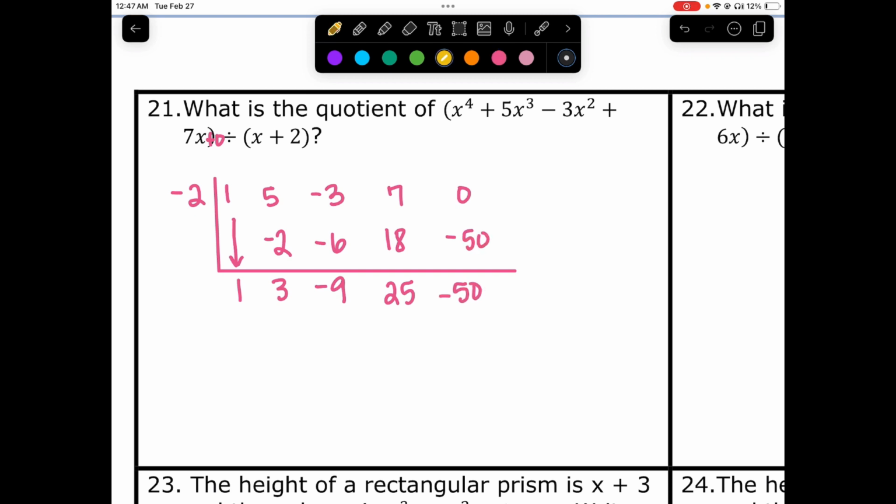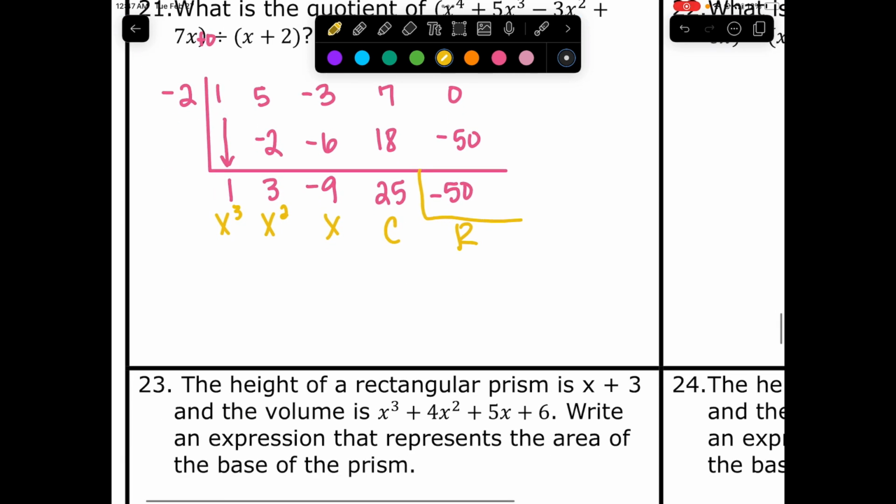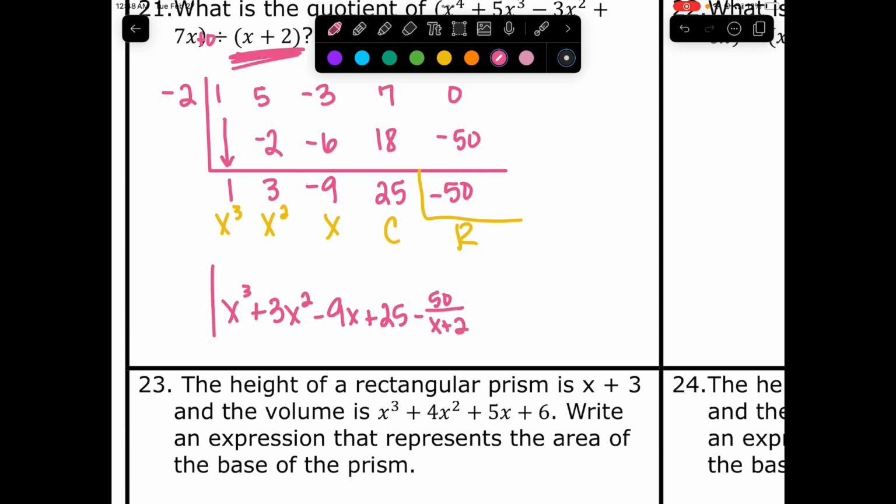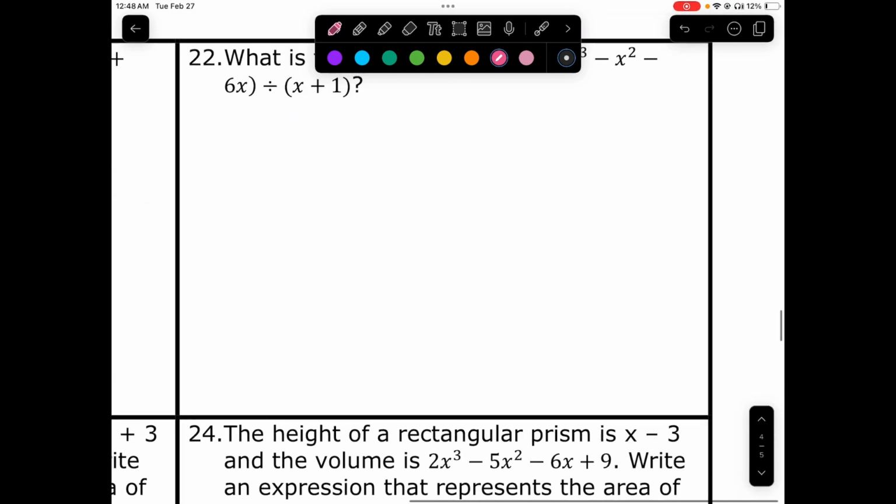All right, don't forget, this is your remainder. This is your constant. This is your x. This is your x squared. This is your x to the third power. So your final answer would be x to the third, plus 3x squared minus 9x plus 25 minus 50 over, what was it? x plus 2. Done. All right, go ahead and try number 22.